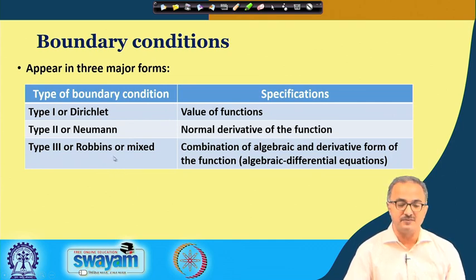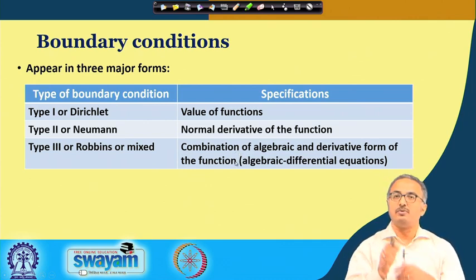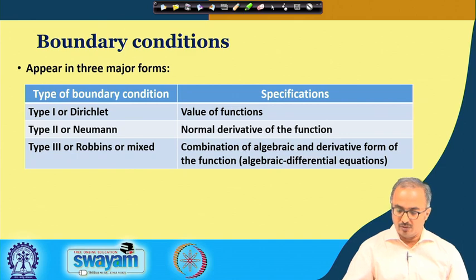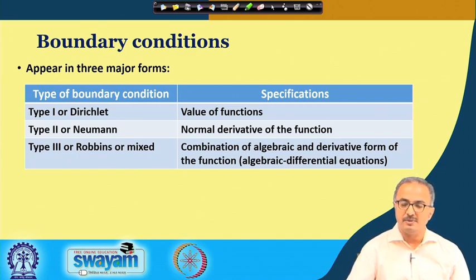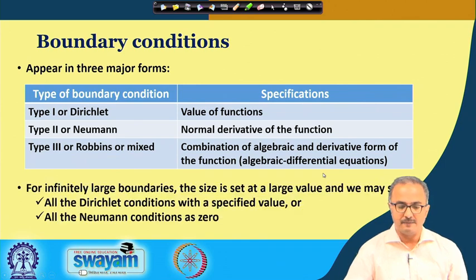It means this type 3 is what we call Robin's boundary condition, or mixed boundary condition. In mixed boundary condition, you have a kind of mixture of both type 1 and type 2. So, here this will be leading us to some algebraic differential equation, and for infinitely large boundaries, the size is set at a large value, and we may set all Dirichlet or all Neumann as 0.